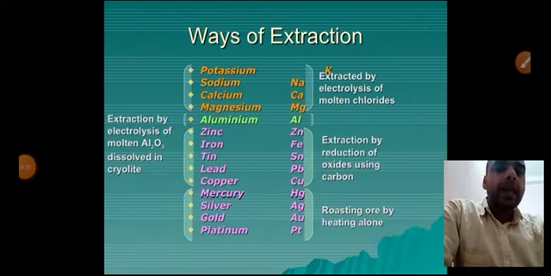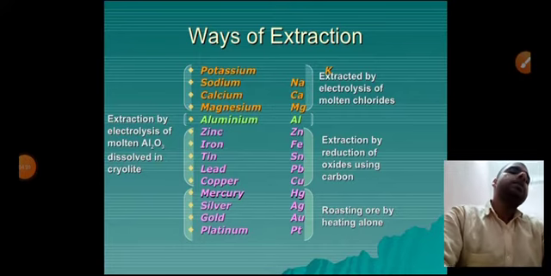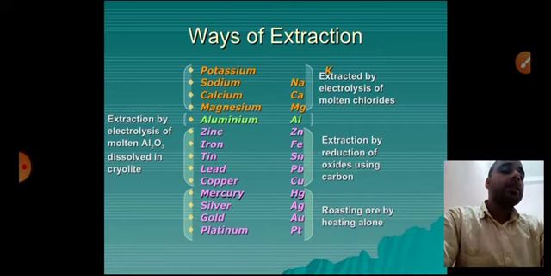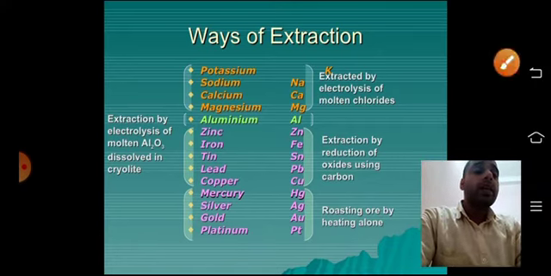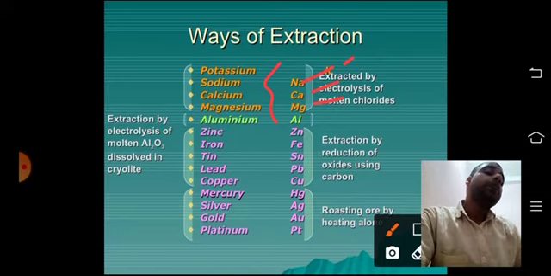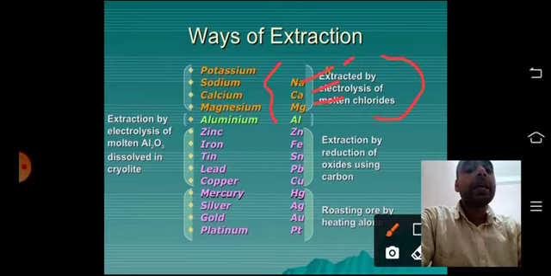Here you can see that I have taken the reactivity series, and in the reactivity series you can see various types of reactive metals. Suppose Na is there, potassium is also written here, potassium, Na, Ca, Mg, these are all called reactive metals. And if you are looking at the reactive metals and their ores, then you can use this method: extracted by electrolysis of molten chloride.